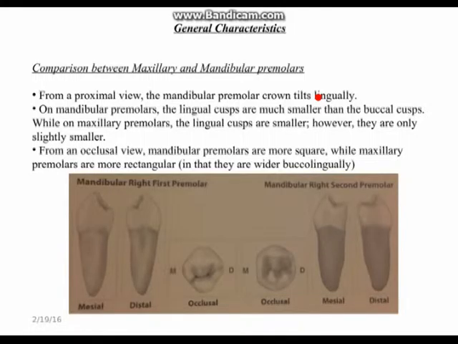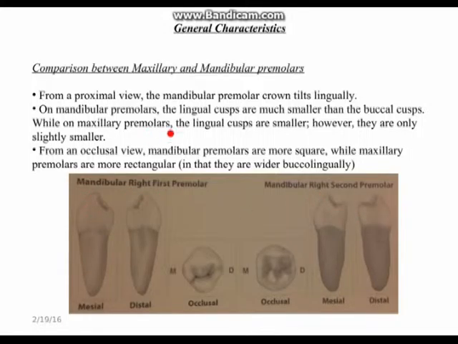For a proximal view, the mandibular premolar crown tilts lingually. Yeah, you can see it right here. It's tilting lingually, right? It's kind of like leaning backward. On mandibular premolars, the lingual cusps are much smaller than the buccal cusps. That's very true. You can see the cusp is almost not even there. And these are the buccal cusps.